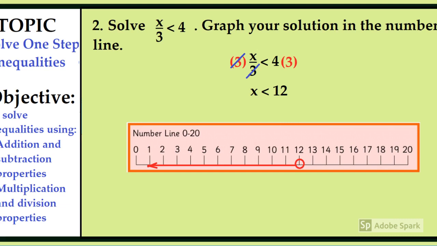We're going to locate number 12 on the number line with an open dot, and the line goes to the left since the inequality symbol is pointing to the left. Therefore, all the numbers smaller than 12 are the values of x.